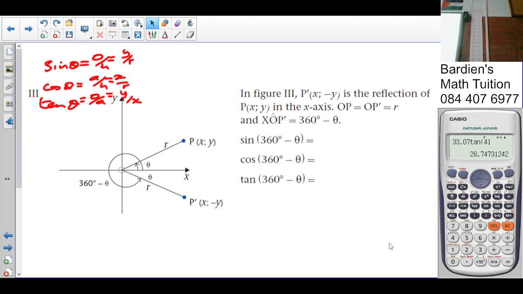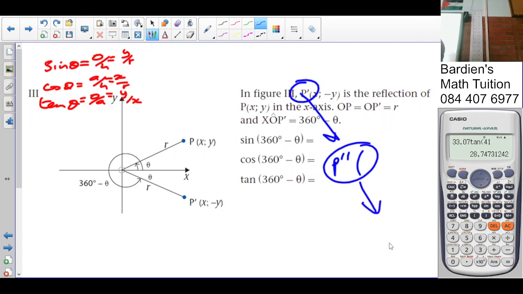In figure 3, p dash, which is x and negative y, is a reflection of p. Now this is actually right, because earlier on I said it's going to be p triple dash and all that. That's not right. If you say p dash, then it's a reflection of p. If I say p double dash, then that is the reflection of p dash. You understand? And if you reflect this point again, it will be p triple dash and so on.